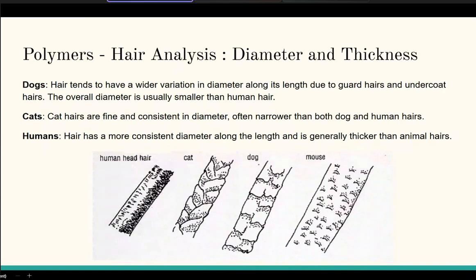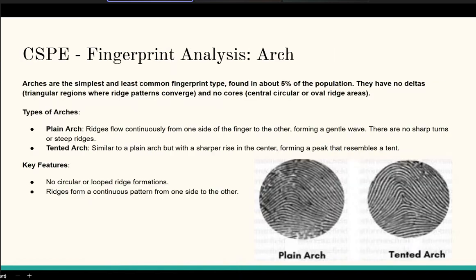And then we'll move on to crime scene physical evidence. So, there are three main types of fingerprints: arches, whorls, and loops. Arches are the simplest and the least common fingerprint type, just around 5% of the population. If you want, you can look at your fingers and try to see which type of fingerprint they are. But they have no deltas.